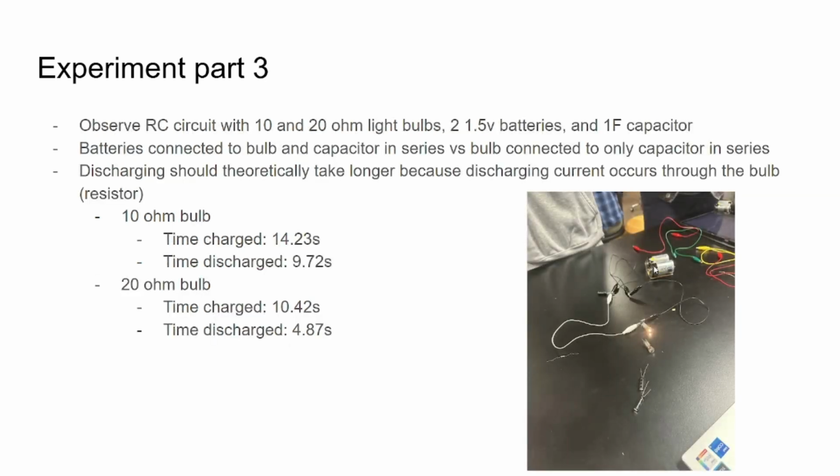In our third experiment, we built an RC circuit, a resistor-capacitor circuit, with 10 and 20 ohm light bulbs, two 1.5 volt batteries, and a capacitor with 1 Farad capacitance. The discharging time should theoretically take longer because the discharging current occurs through the bulb. And here's our time. As you can see, our times are the opposite of what I said earlier, and that could be due to human error.